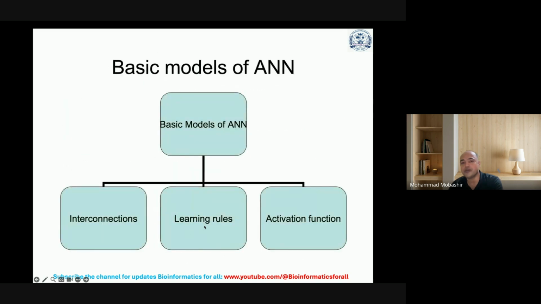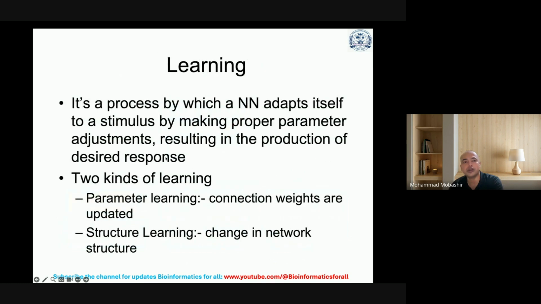Now we will be going for learning rules. What are the learning rules? It is a process by which a neural network adapts itself to a stimulus by making proper parameter adjustments, resulting in the production of the desired response. There are two kinds of learning: parameter learning and structure learning. In parameter learning, connection weights are updated from time to time. The change in network structure is structure learning.